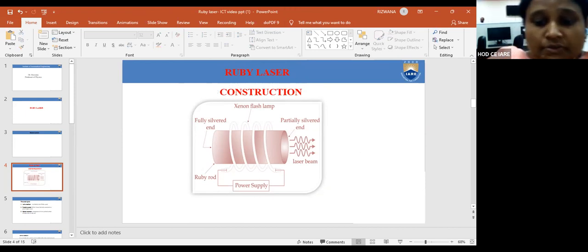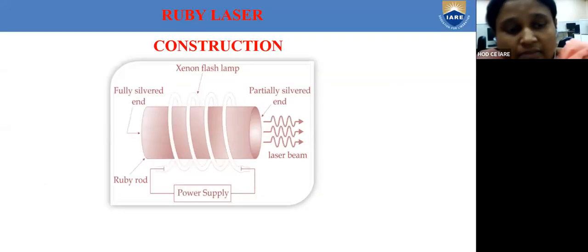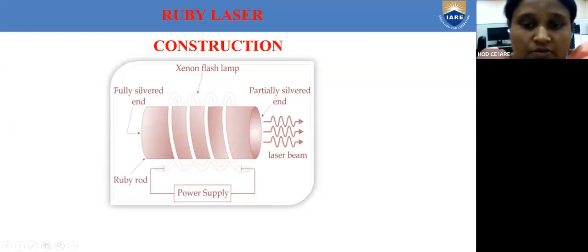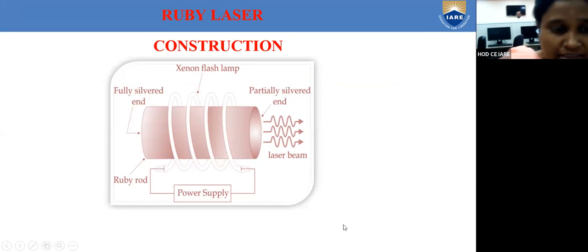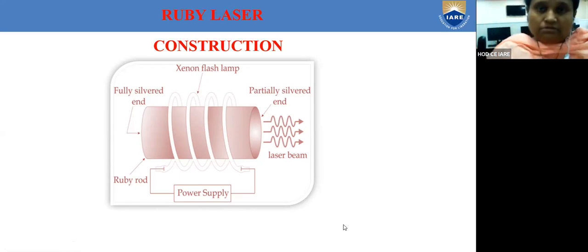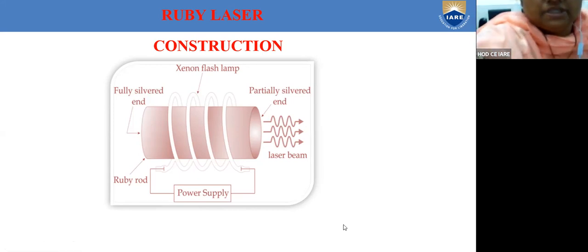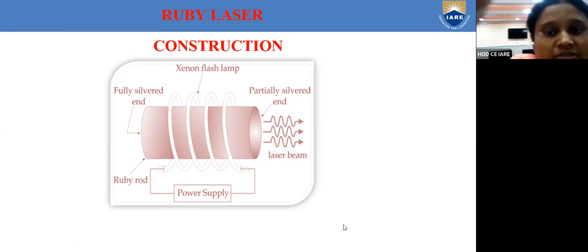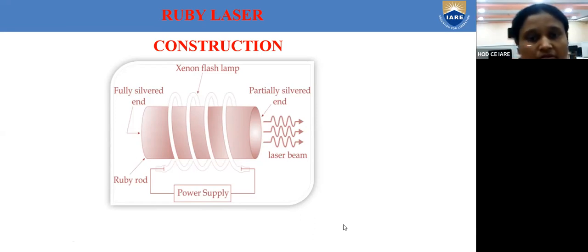Students, today our topic of discussion is ruby laser and helium neon laser. Last class, I think we discussed the block diagram of laser. Did we discuss or not? Just check your books. I think we have discussed the block diagram of laser.